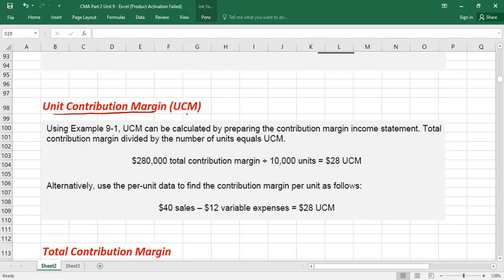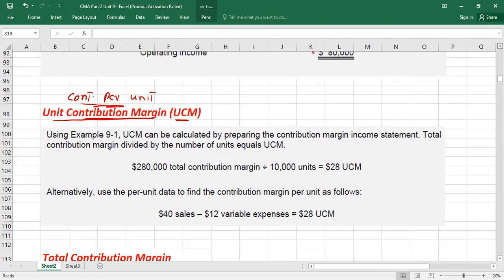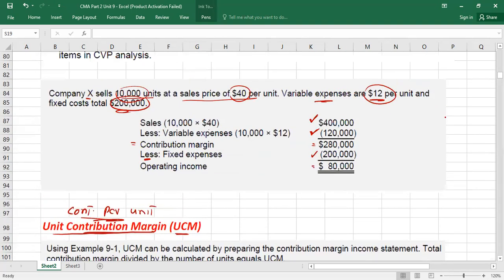Please remember, unit contribution margin, in short UCM, is also called contribution margin per unit, or contribution per unit. It is the same thing, so don't get confused by the terminology. How can you calculate contribution per unit? There are two ways. The first way is that I can take my total contribution and divide it by the total number of units, which is 10,000. This will give you $28 per unit.